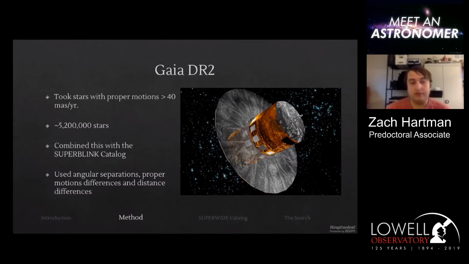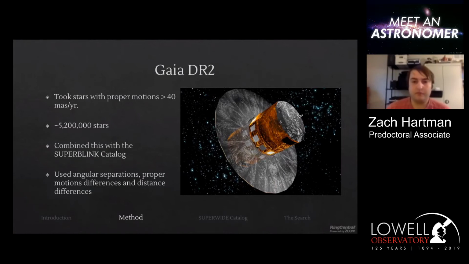Astrometric data includes positions, proper motions, and distances, or rather what it measures is the parallax, and then we can derive the distances from that. This was set up by the European Space Agency, and just recently the second data release came out. We took stars with proper motions greater than 40 milliarcseconds per year. These are stars that are moving relatively quickly on the sky relative to us. This came out to be about 5.2 million stars.